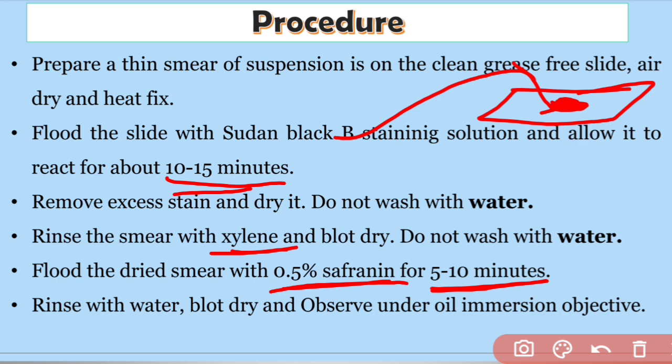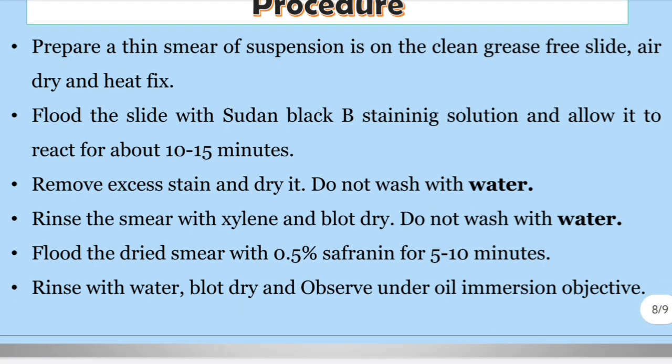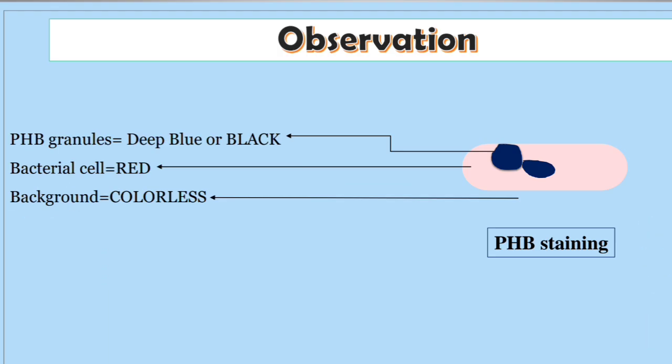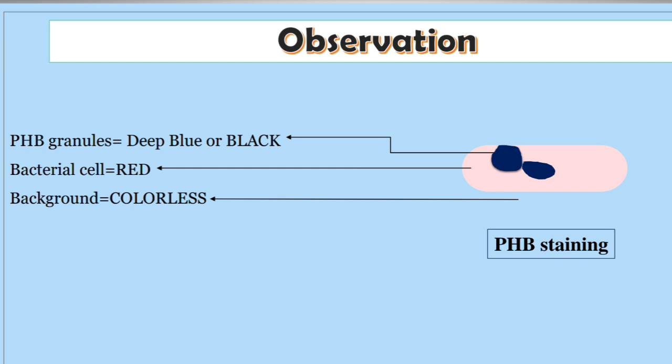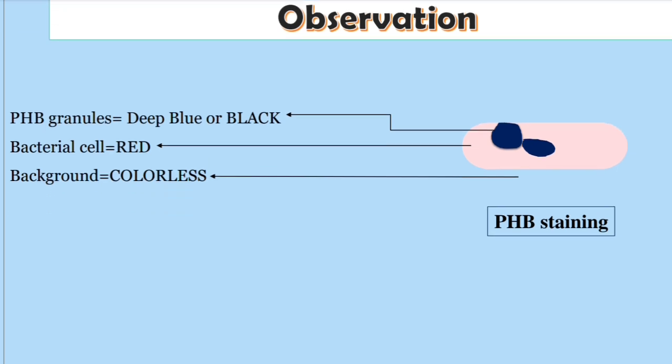Then gently rinse that smear with distilled water or tap water. Then allow it to air dry, blow dry, and by putting a drop of oil immersion on that smear, it is observed under the oil immersion lens. What will we observe? The observation in PHB staining by the method of Burdon, that is the Sudan black B method: black colored or deep blue colored granules will be seen in red colored bacterial cells, and the background will be colorless.